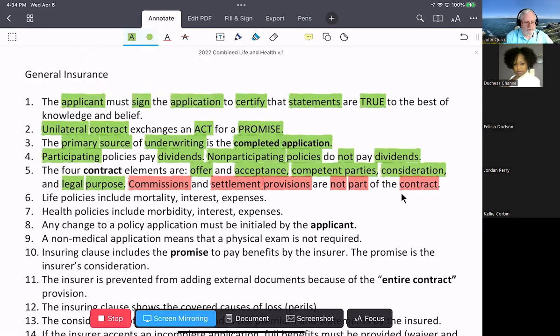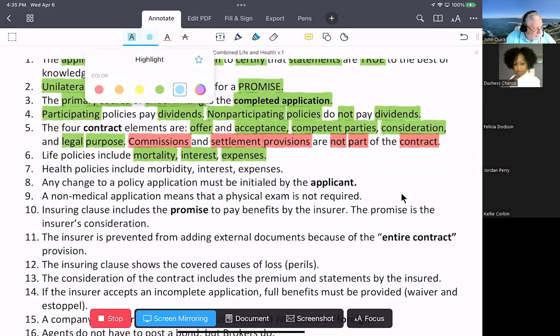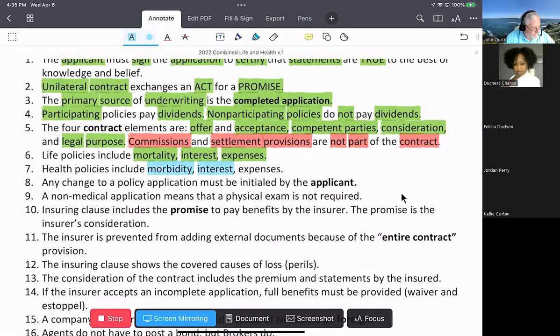Life policies include MIE: mortality, interest, and expenses. Health policies include morbidity, interest, and expenses, the chance of getting sick. Now, if you want to make a change in the contract, what happens? Any change in the policy application must be initialed by the applicant.